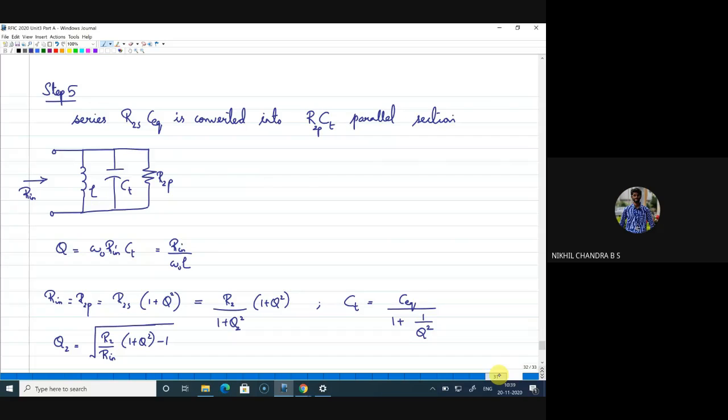Sir, both step 4 and step 5 have the same notation Q. So can we use a different notation for step 5? One second, let me just check. Yes, sir.